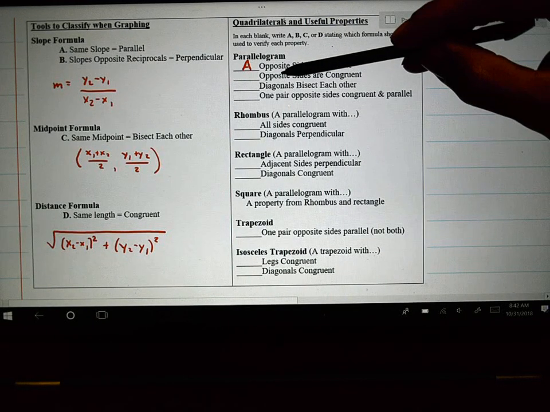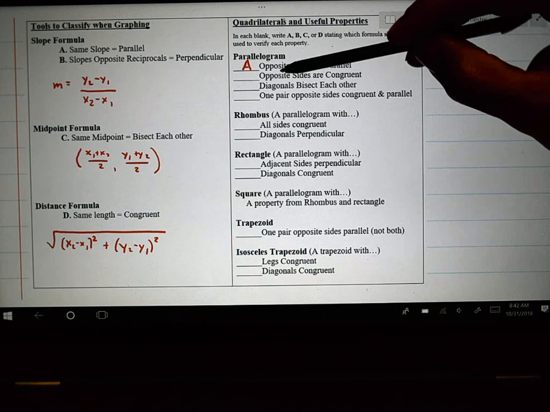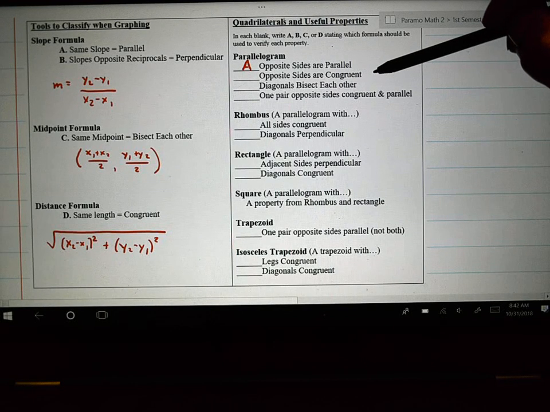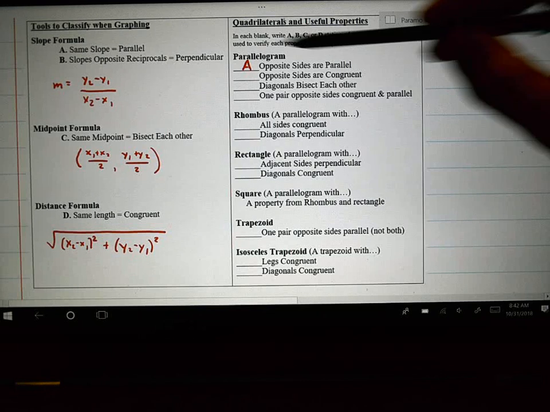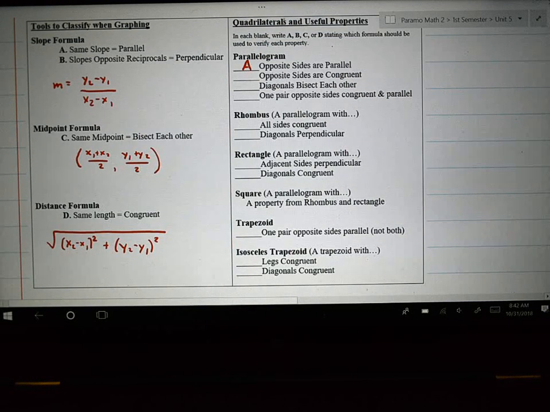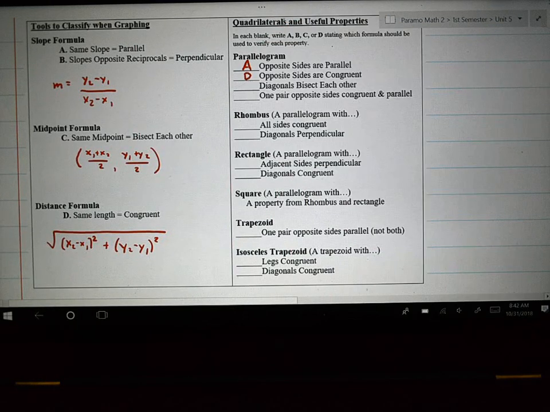The second thing for a parallelogram: if the opposite sides are congruent, then it's a parallelogram. If the opposite sides are congruent, the same size and the same shape, the same length, am I going to use slope, midpoint, or distance? What do you think? If you think you know the letter, go ahead and say the letter out loud and we'll see how many people say it correct. Go for it. I heard a lot of people say D. Good job. You are right.